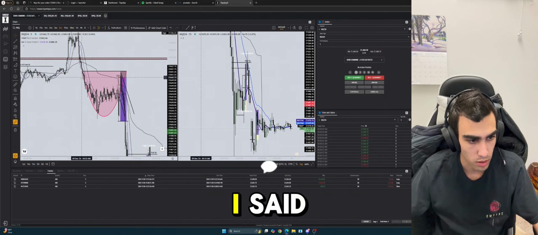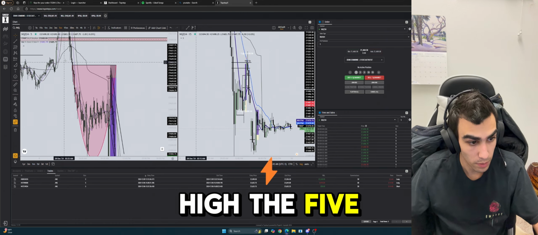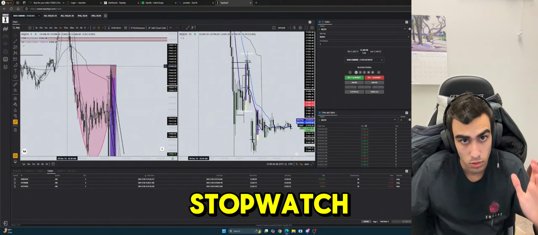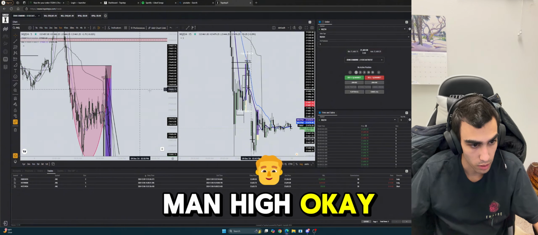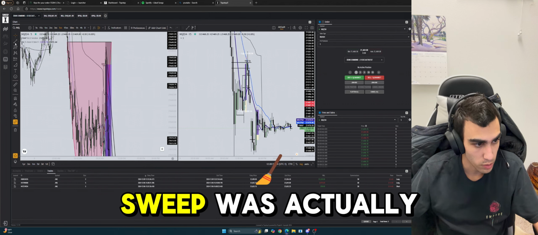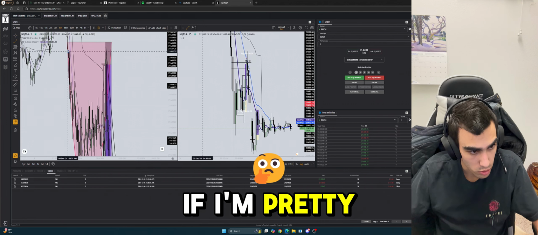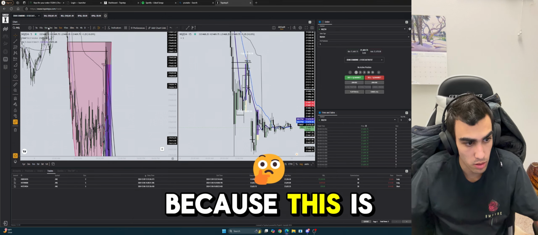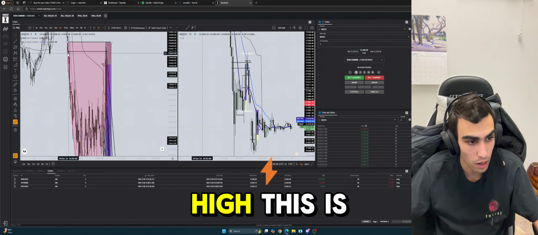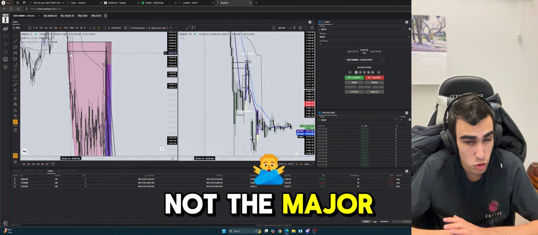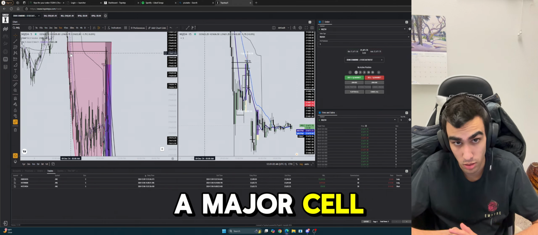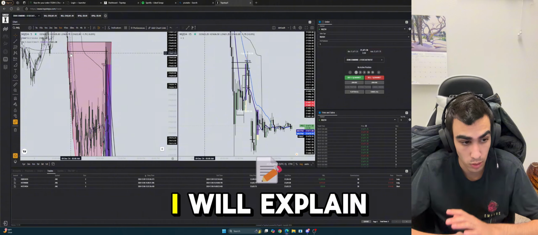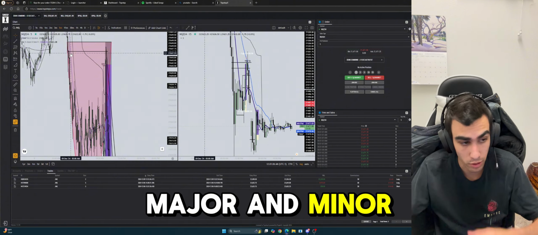So as you can see, like I said, the 5 minute high would have been your stop loss, right? So this is the 5 minute high, okay? First liquidity sweep was actually right here, I'm pretty sure, and that actually would have been the better entry. Let me go to the 1 minute again, because this is the higher time frame. Like I said, this is the high. This is not the major sell side liquidity. This is a minor sell side, okay? And I will explain the difference between major and minor, okay?